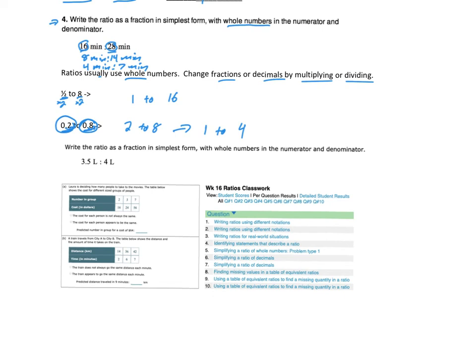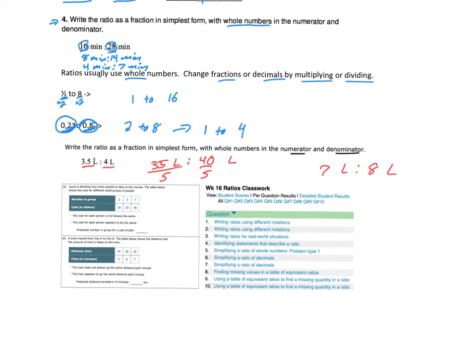Okay, so let's look at this next one. Write the ratio as a fraction in simplest form with whole numbers in the numerator and denominator. Okay, so 3.5 liters to 4 liters would be the same as 35 liters to 40 liters. We could then divide them both by 5, and that would give us 7 liters to 8 liters, and that is simplified.